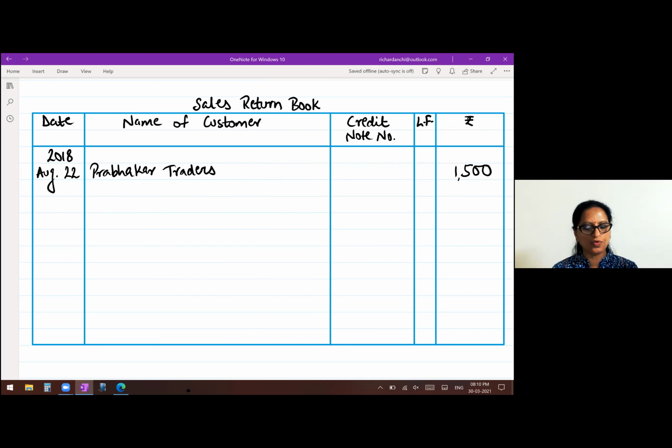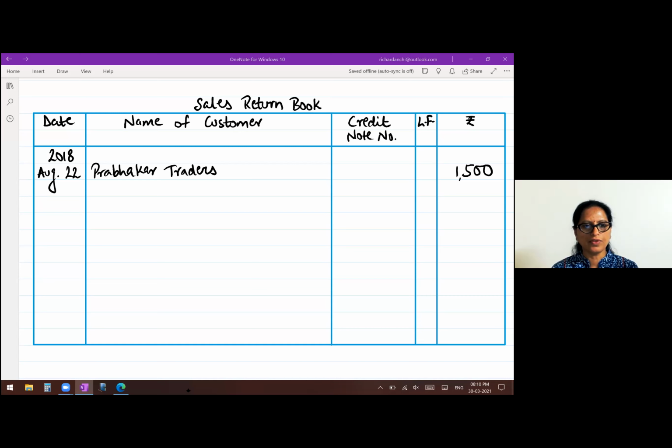Second part of the transaction. Received credit note from Shamal and Sons for rupees 1,200 for goods returned. Now they have said net. That means they have already deducted and given us the figure. Now Shamal and Sons also we had sold goods. So when you return, you will write in sales return. Same date, 22nd. Name of the customer, Shamal and Sons. Amount 1,200. You don't need to deduct. Only when they say gross, you will deduct the trade discount.